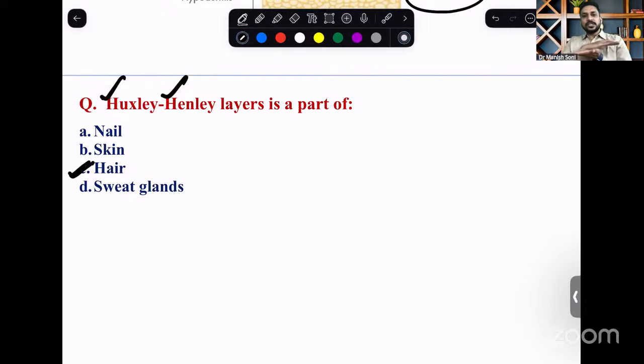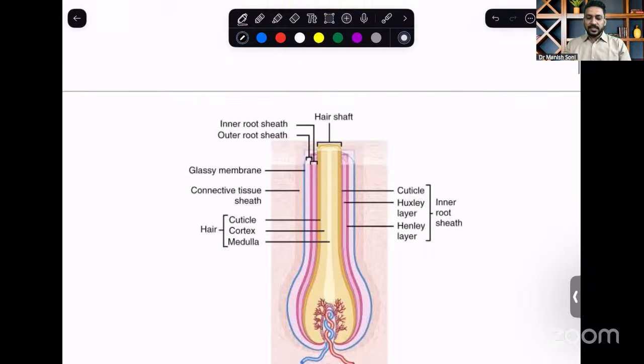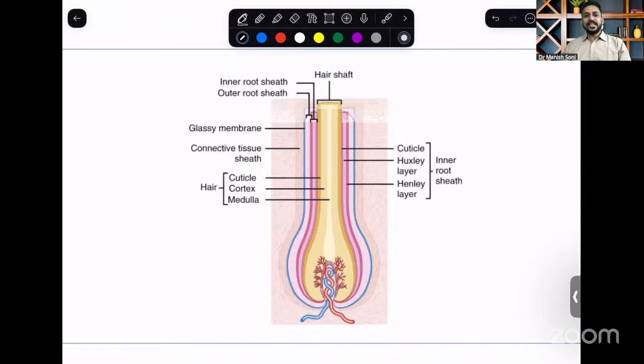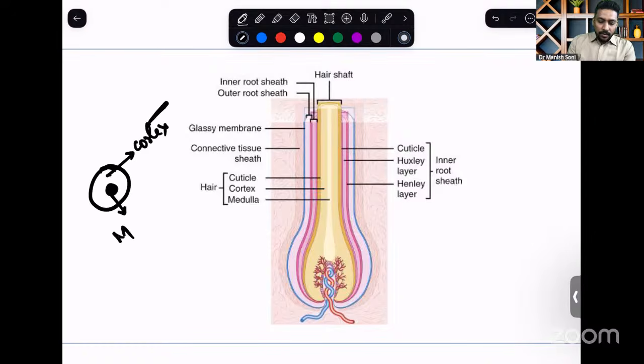So if you see the cross section of a hair follicle, or if you cut the hair follicle transversely and look at various parts of it, it will appear something like this. So you will find that it has outer cortex and inner medulla. Here you can see this is medulla, which is the central part, and then there is cortex. Then outside cortex is cuticle. So this is cuticle.